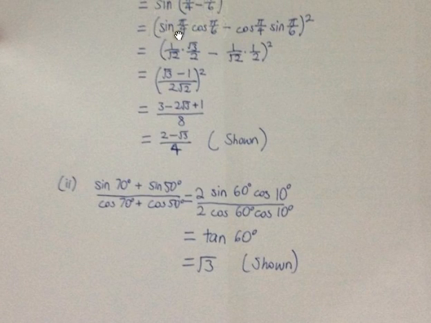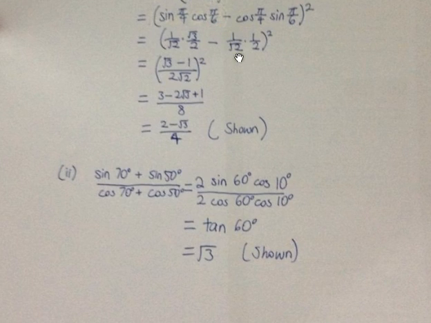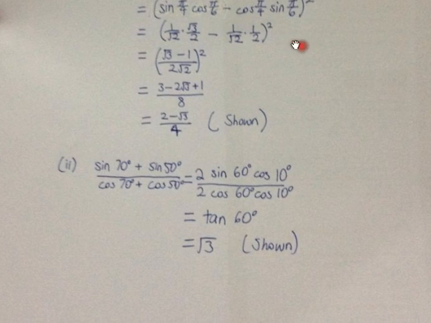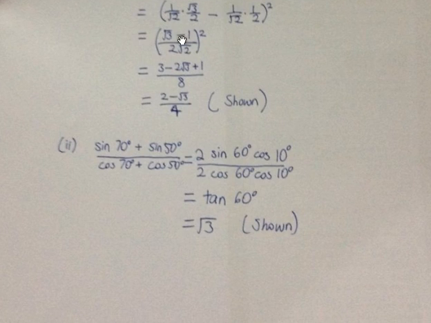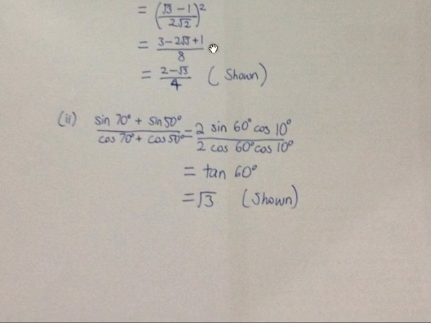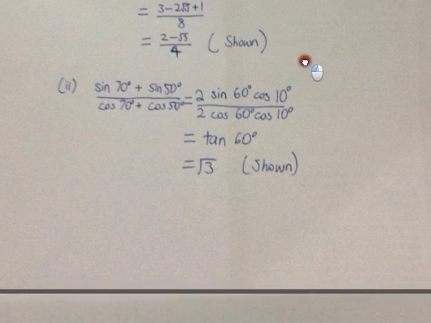Sine of 45 degrees or sine pi over 4 is 1 over root 2. Cosine of pi over 6 is root 3 over 2. Cosine pi over 4 is 1 over root 2, and sine pi over 6 is half. So putting these terms together and simplifying, we get root 3 minus 1 out of 2 root 2, squared. Now squaring this entire expression gives us 3 minus 2 root 3 plus 1 out of 8. Dividing throughout by 2, we get 2 minus root 3 out of 4 as shown.